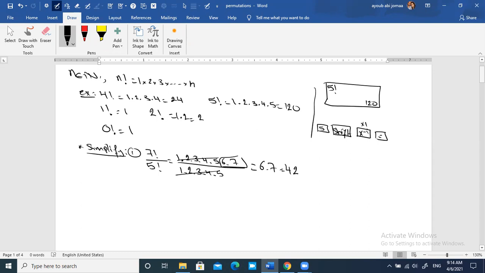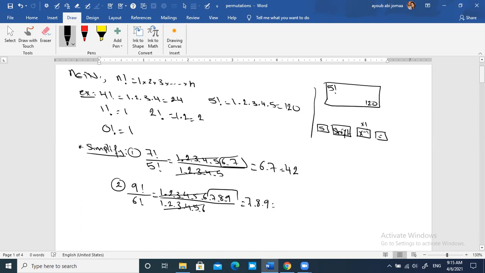Right. Another example, let's say 9 factorial over 6 factorial. 9 factorial is the product from 1 to 9: 1, 2, 3, 4, 5, 6, 7, 8, 9, over 6 factorial: 1, 2, 3, 4, 5, 6. The product from 1 to 6 cancels out, and then you get only 7, 8, 9. 7 times 8 times 9, and then we give the answer.